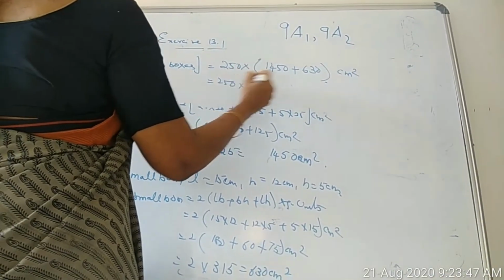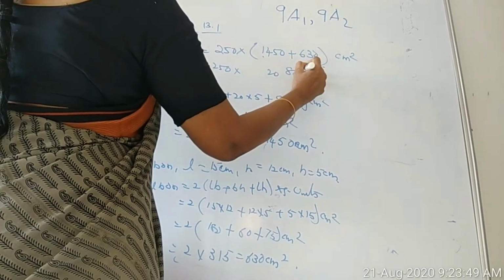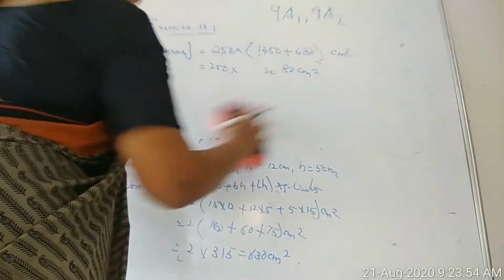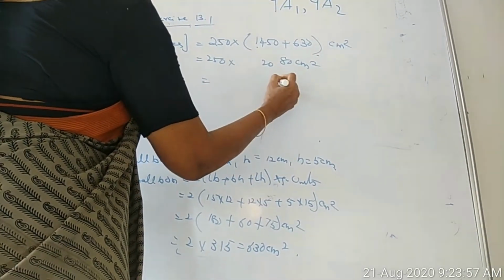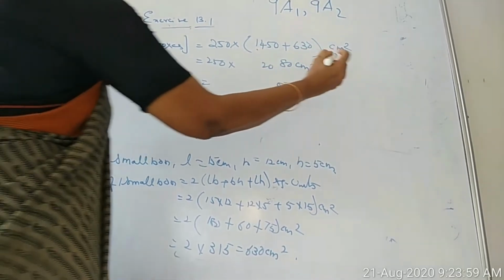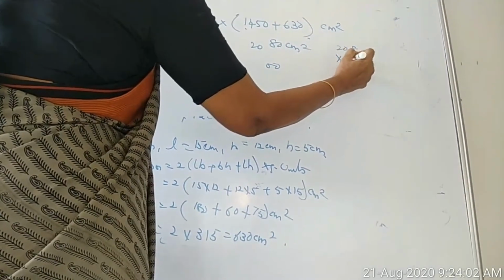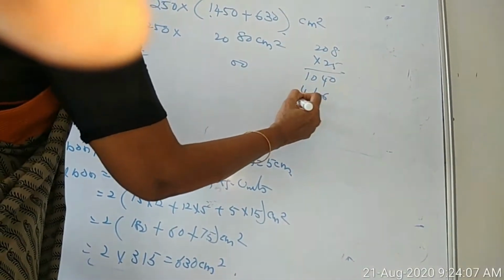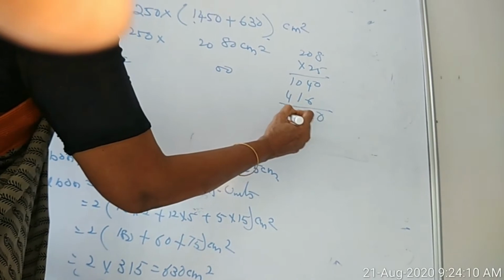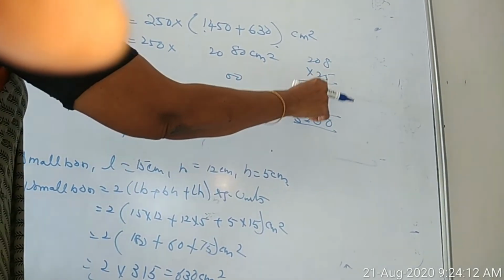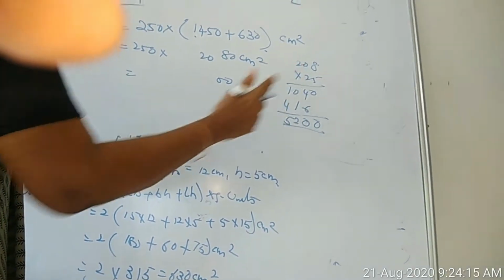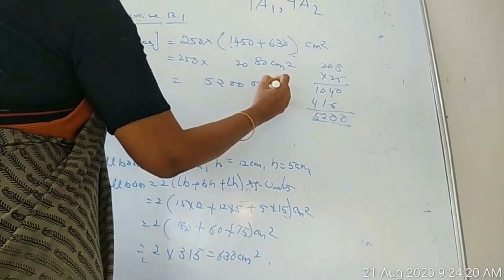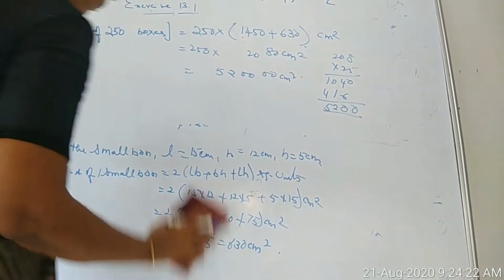It is 250 into, add carefully, children, 2080. Multiply carefully, girls. In the product there are 2 zeros, so we put 2 zeros. 208 into 25, girls. 5 8s 40, 10, 16, 4. Yes, it is 52000, 5 2 0 0 0 0, how much? Centimeters square.